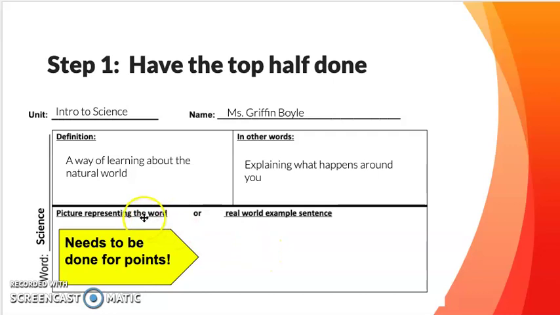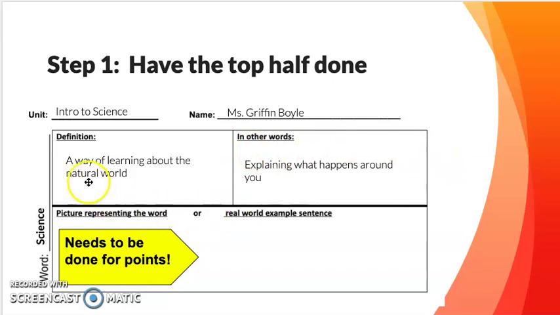You can see that you have two choices, a picture representing the word or a real-world example sentence. You can pick one or the other. You do not need to do both. I'm going to show you both options for science. Science is a way of learning about the natural world, so explaining what happens around you. If I want to draw a picture of that, I need to think about something I did in class. I need to think about something that defines and matches the definition or my in other words.